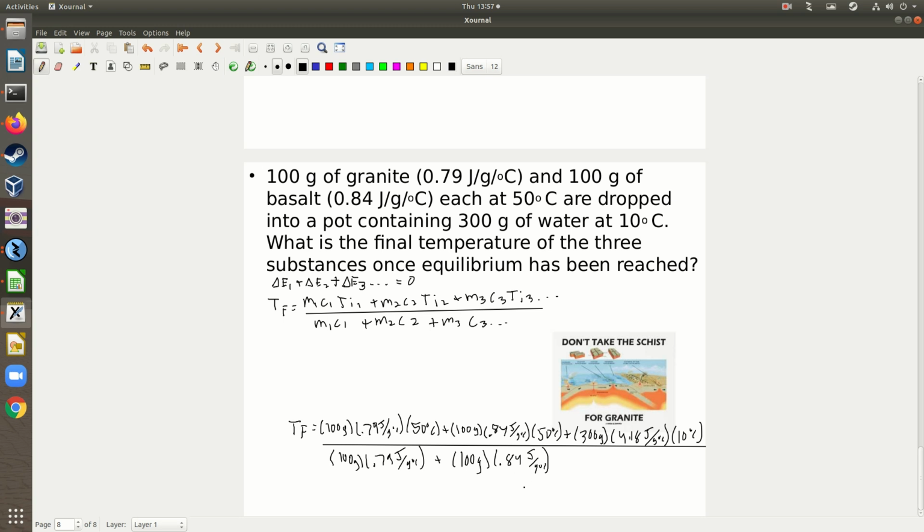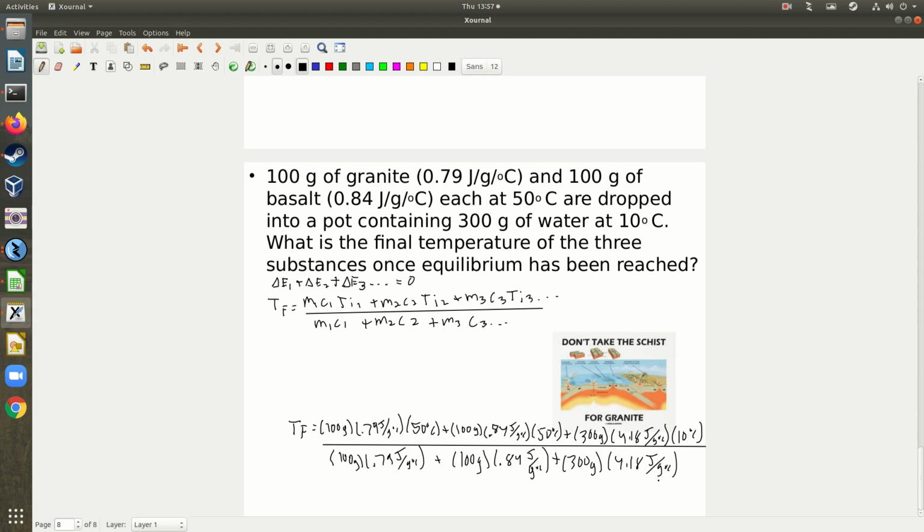Normally, I would probably go back and record the video, but I don't really know a way of editing it, and I'm kind of running out of time, so there. Hopefully you caught that. Plus 300 grams, and its specific heat, which is 4.18 joules per gram degrees Celsius.